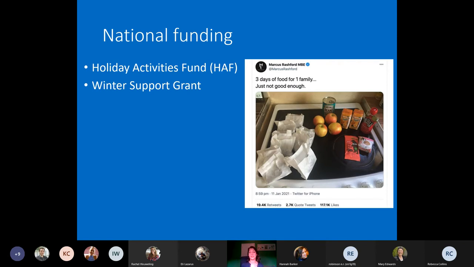There is national funding. So in addition, the government has sent money down to local authorities to spend as they see fit. This includes the Holiday Activities Fund, which has been extended across 2021. And that's a total of £170 million to go to local authorities to support things like holiday hunger activities, like the Saints Foundation runs here in Southampton. And that's for the different school breaks, summer break, Easter break, and Christmas holidays.